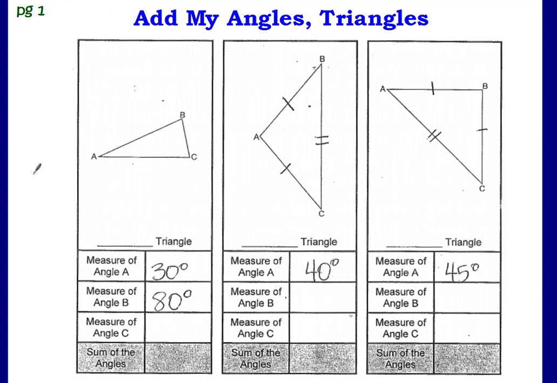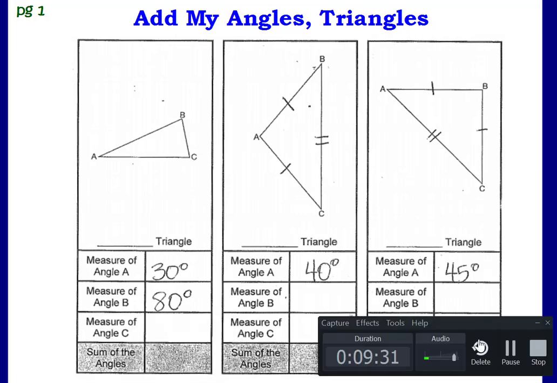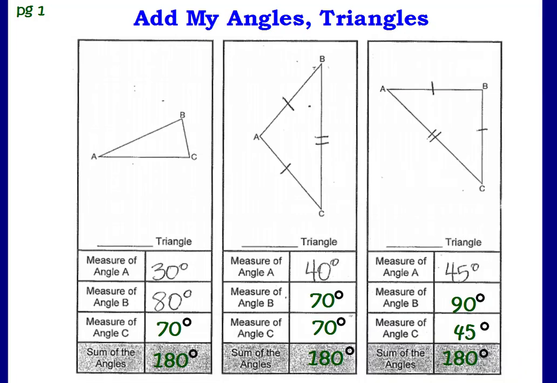Okay, so go ahead and do page 1 in your packet. I want you to go ahead and find the missing angle measurements and then sum up the angle measures. Make sure that all of the angles add up to 180, and when you're done, come back and check your work. Okay, let's see how you did.